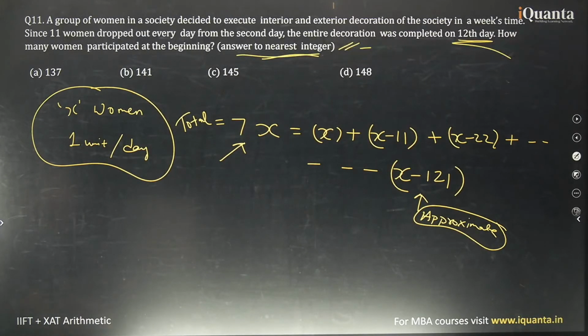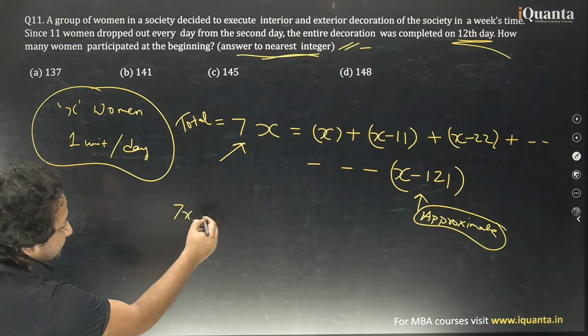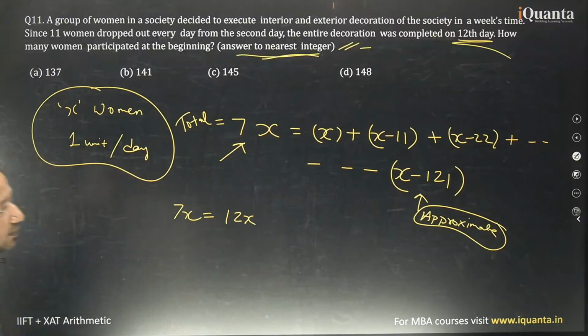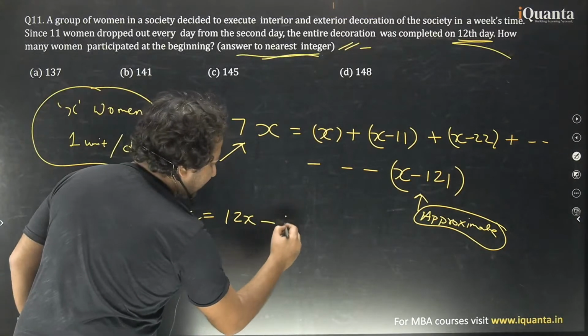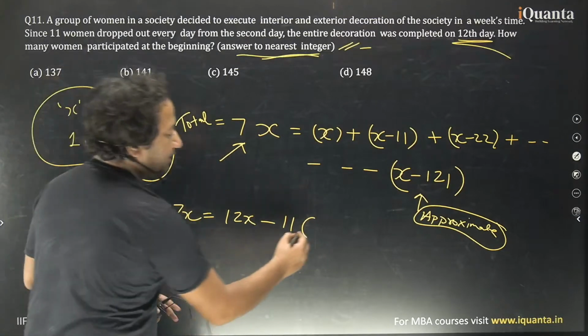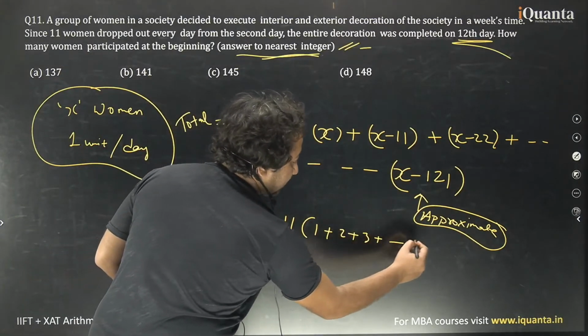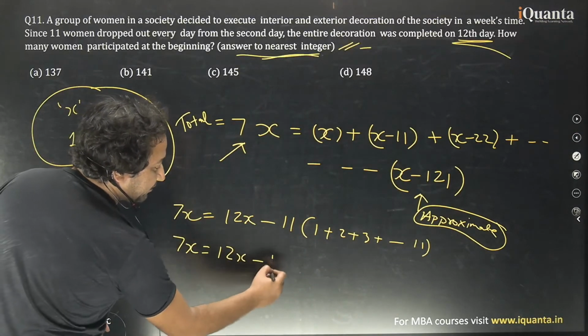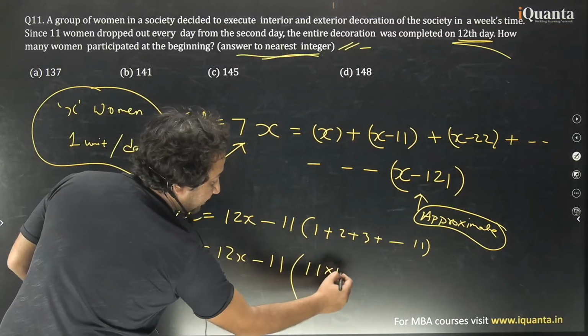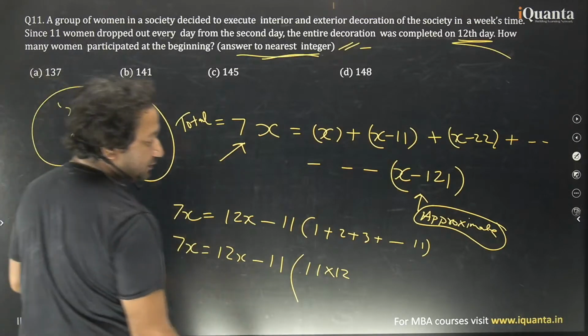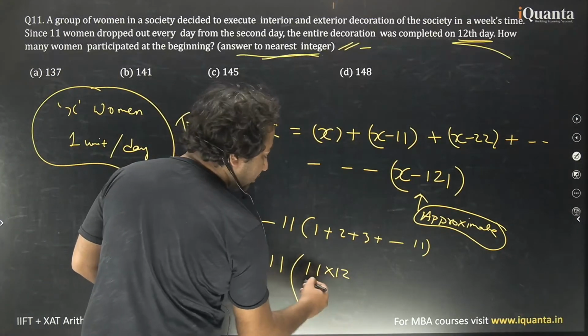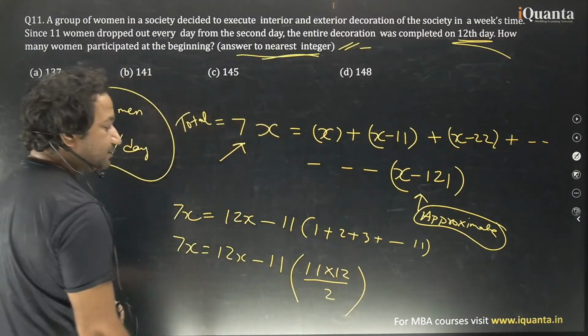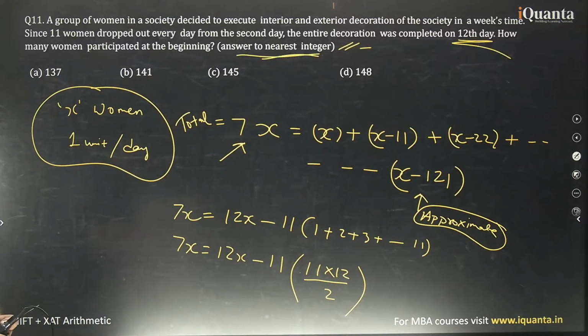Well, solve it. You get 7x is equal to 12x minus, I can take 11 common, and here I have the sum of 1 to 11, 1 plus 2 plus 3 till 11, and we can use n into n plus 1 whole upon 2. This comes up to be 11 multiplied by 12 upon 2. Is that right? Cool enough? So you can get the answer. It's coming out to be 145.